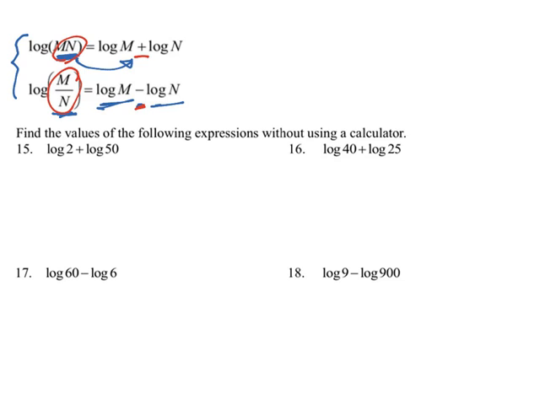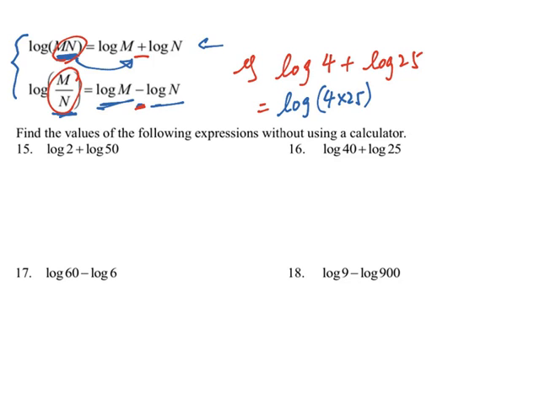Okay, let's see an example. For example, this is log 4 plus log 25. You see, it is plus. That means like this. If plus, it becomes times. So 4 times 25. So what is 4 times 25? 4 times 25 is 100. So log 100, do you remember? There are 2 zeros, so the answer is 2.